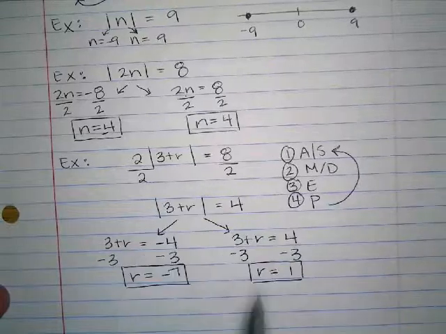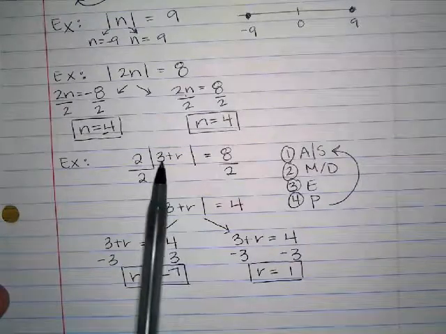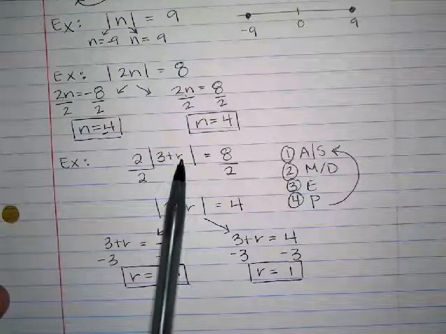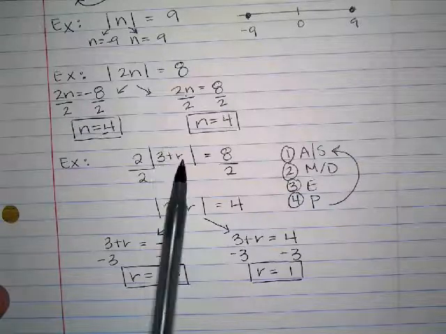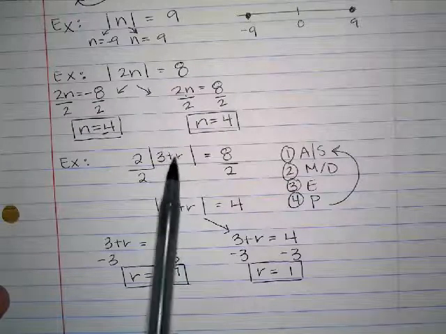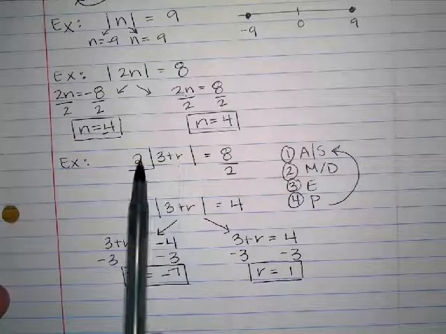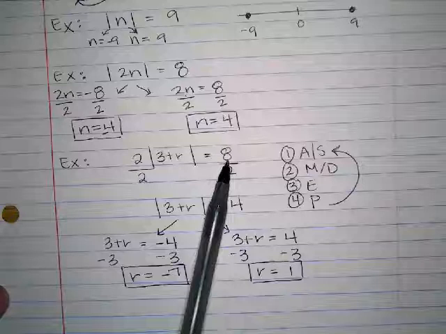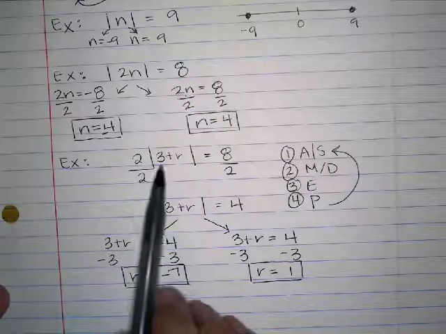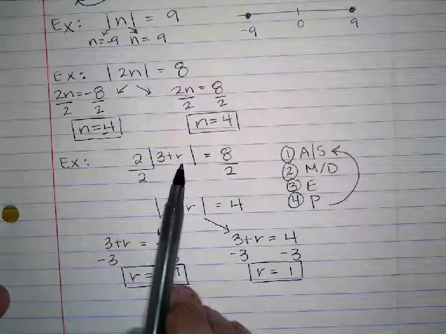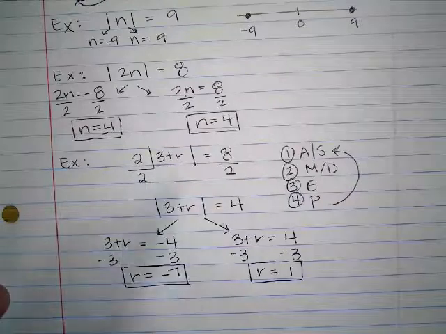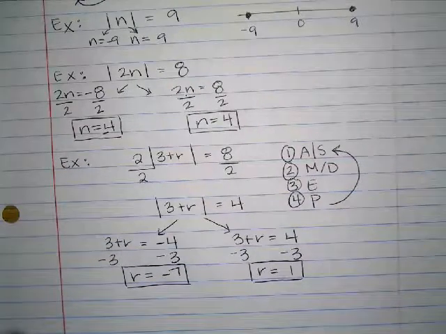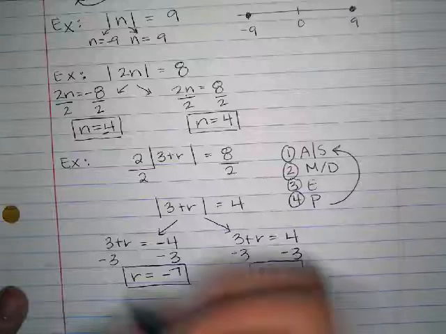So 3 plus negative 7 is -4. The absolute value of -4 is +4. 2 times 4 is a distance of 8. Makes sense? 3 plus 1 is 4. 2 times 4 is a distance of 8. So we're good. We got it. Okay, let's try another one.